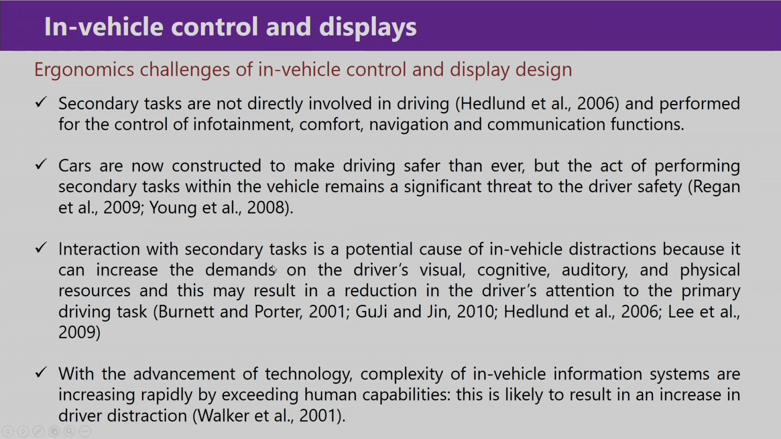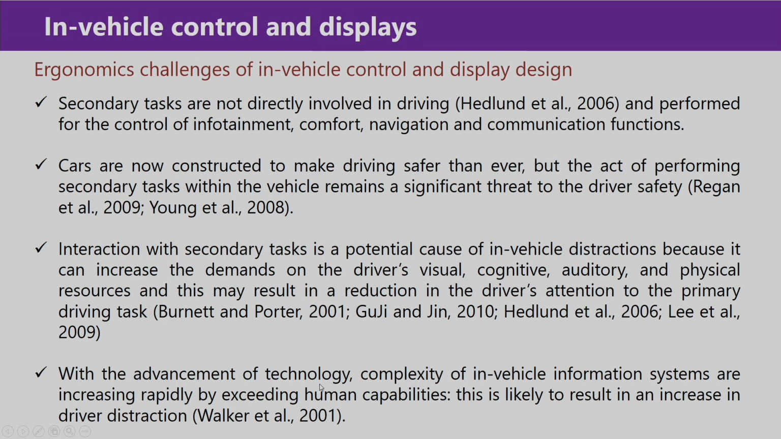Interaction with secondary tasks is a potential cause of in-vehicle distractions because it can increase the demand on the driver's visual, cognitive, auditory and physical resources, and this may result in a reduction of the driver's attention to the primary task of driving. That is why, when the driver's attention is diverted and there is distracted driving, there is a chance of error and accident.